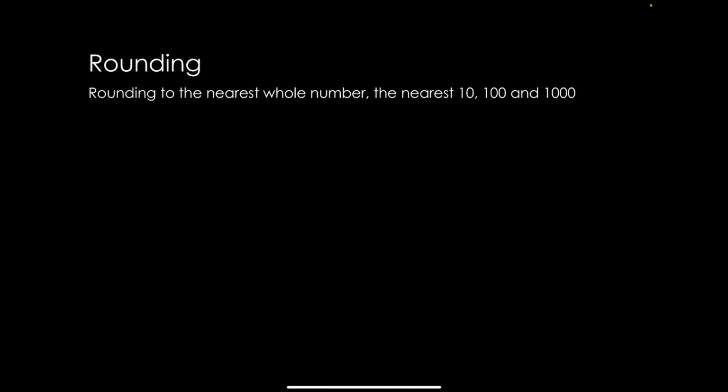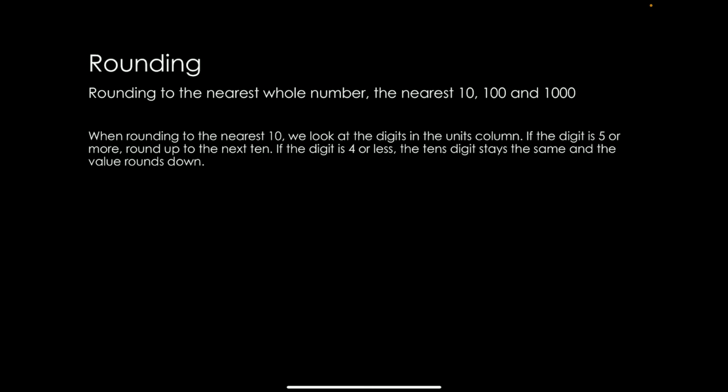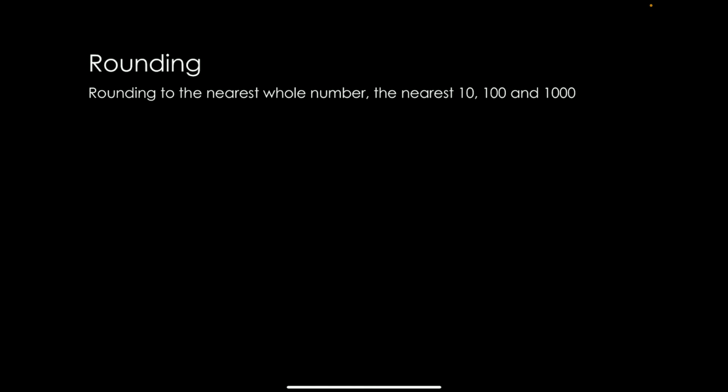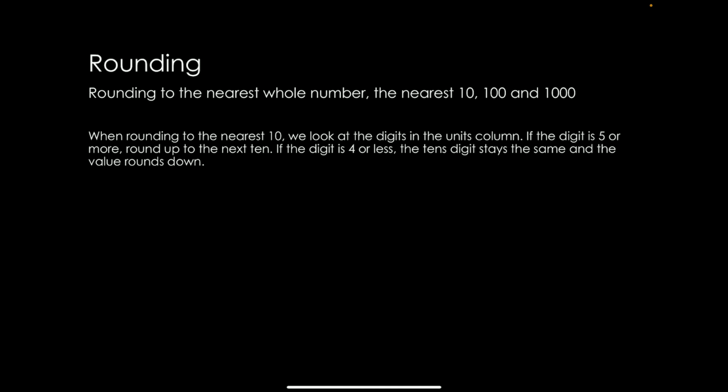Let's have a look at rounding to the nearest 10. When rounding to the nearest 10, we look at the units column. It's always the column to the right, the one next to the number we're looking at. Even though this is after the decimal point, it will always be the one to the right. If we're rounding to the nearest 10, then we look at the tens column, and it's always the one after that that decides whether we round up or not.